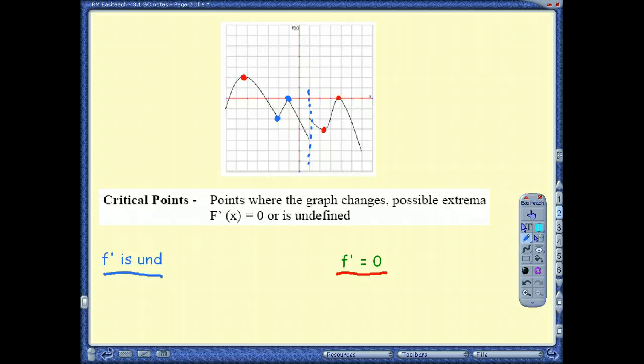Now, when you look back at this definition of a critical point, it says points where the graph changes, where there are possible extrema. So notice we do have extrema here at 1, 2, 3, 4, 5, -5, -2, -1. Those are all extrema. At +2, at +4, those are all extrema. But notice where I was undefined because I was discontinuous at 1, that would not be a relative extrema.